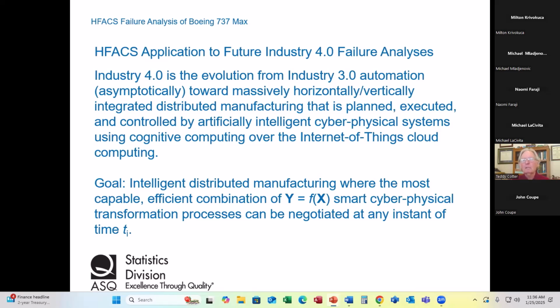But it's toward massively, this is the key term, horizontally, vertically integrated distributed manufacturing that is planned, executed, and controlled by artificial intelligence, cyber physical systems themselves, i.e., we're taking the humans out of it as much as possible, using cognitive computing over the Internet of Things, cloud computing. The goal is intelligent distributed manufacturing, where the most capable, efficient combination of HFACS, smart cyber physical transformation processes can be negotiated at any instant of time t by the smart physical systems themselves.